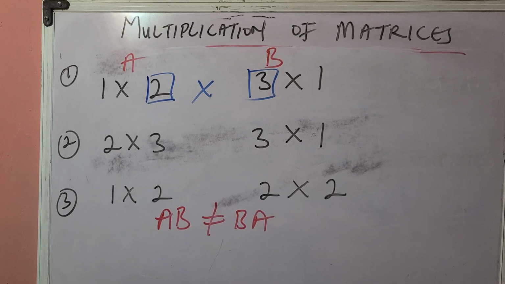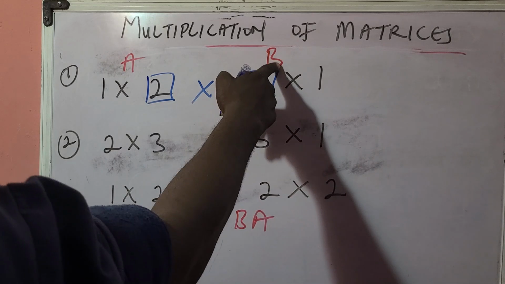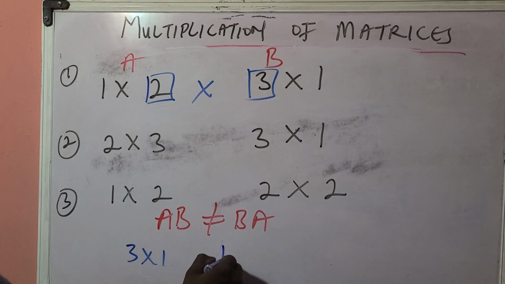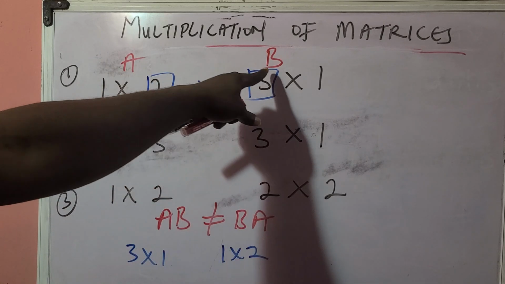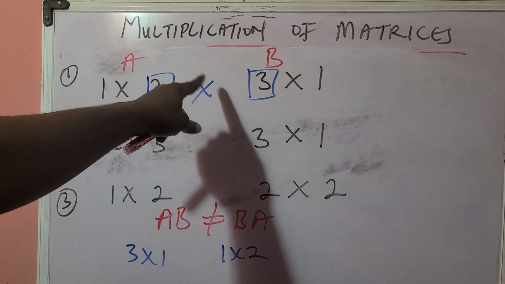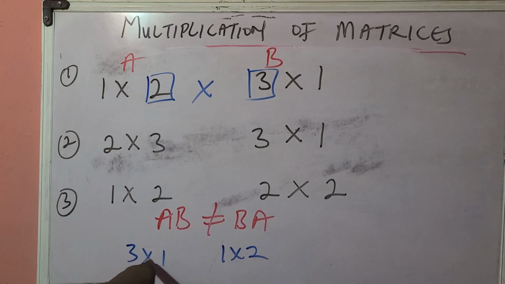But go on to find out, can we have B times A? That means, can we have 3 by 1, which is B, multiplied with a 1 by 2? If you go on to investigate this, you will see that this is possible actually, because the column here is the same thing as the row here. So even though A times B we could not multiply, you can multiply B times A. So you can see that matrix multiplication is not commutative.